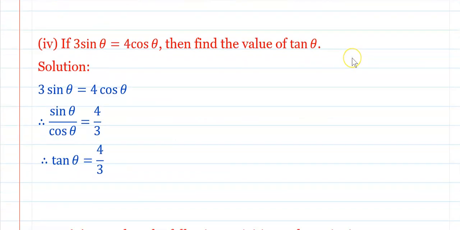Now the next: if 3 sin theta is equal to 4 cos theta, find the value of tan theta. Easy question. Here cos theta is multiplied by 4, so we bring it to the left hand side. It will be sin theta upon cos theta. The 3 that is multiplied here will be divided on the other side. Sin theta upon cos theta is tan theta, and tan theta is equal to 4 by 3. Okay, this is the value of tan theta. And in this way, we have completed question number 1.